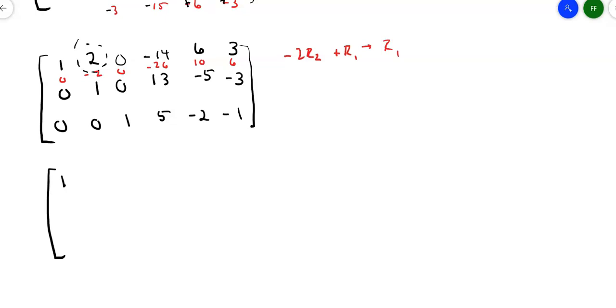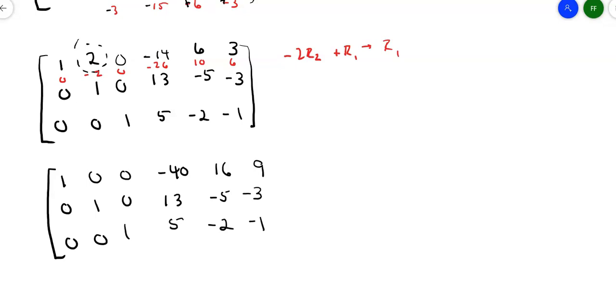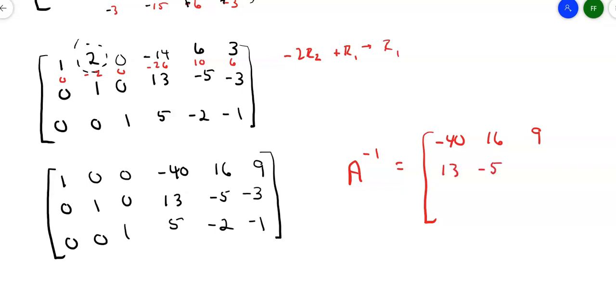So 1 plus 0 is 1, 0, 0. Negative 14 minus 26 is negative 40. Positive 16, positive 9. Okay. Second row, 0, 1, 0, 13, negative 5, negative 3, and 0, 0, 1, 5, negative 2, negative 1. All right. After all that work, my inverse turns out to be all integers. How nice is that? Will it always work out that way? Probably not.